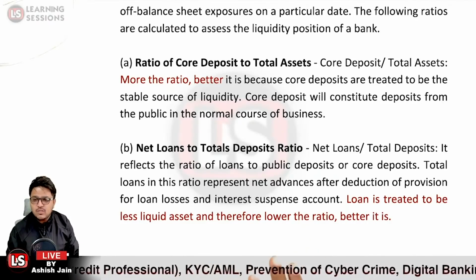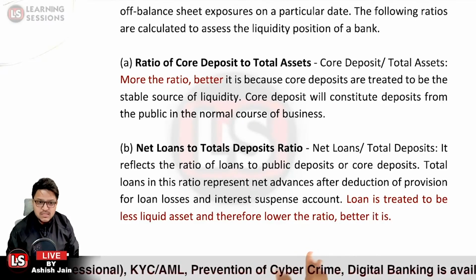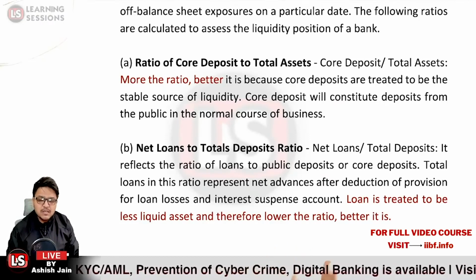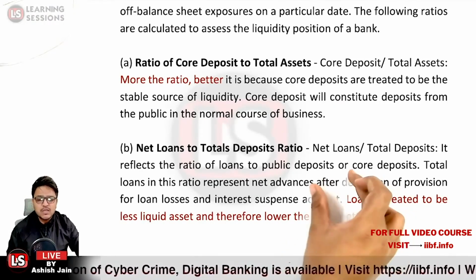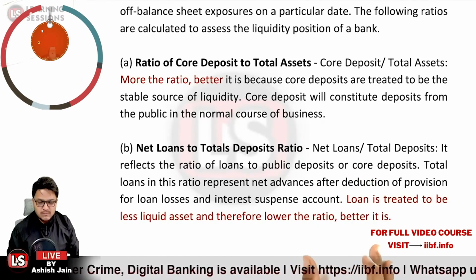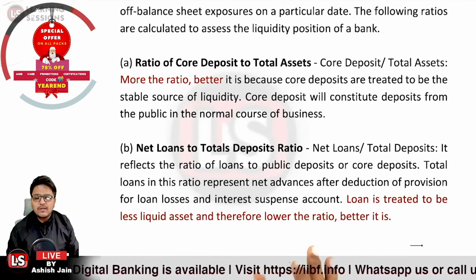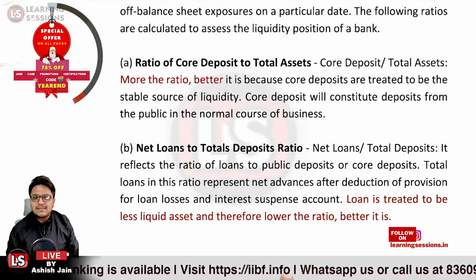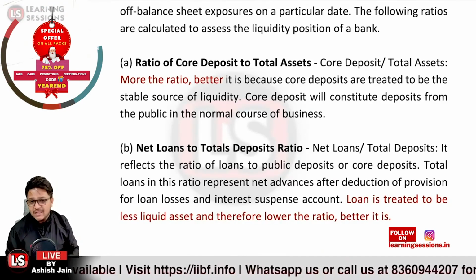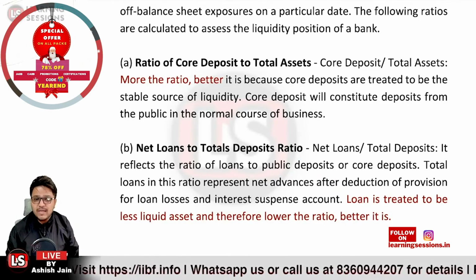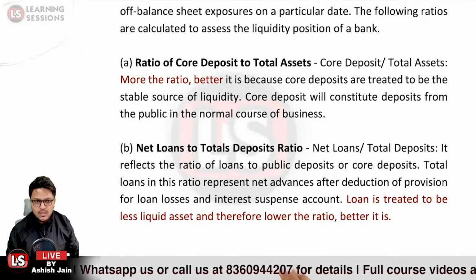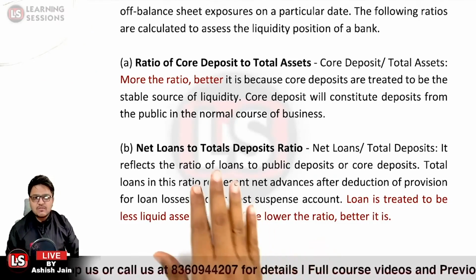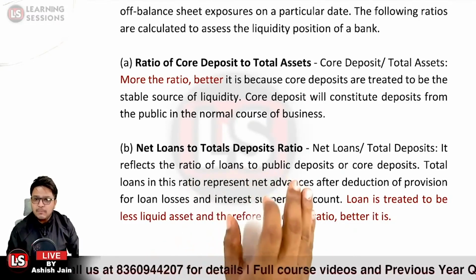Whatever provisions you have maintained for loan losses, and the interest in the suspense account, are to be subtracted from the gross loans; that will be your net loans, divided by the total deposits. Loans are treated as less liquid assets, because you will get the repayment only when they mature. So the lower the ratio, the better it is in the case of the net loans to total deposit ratio.